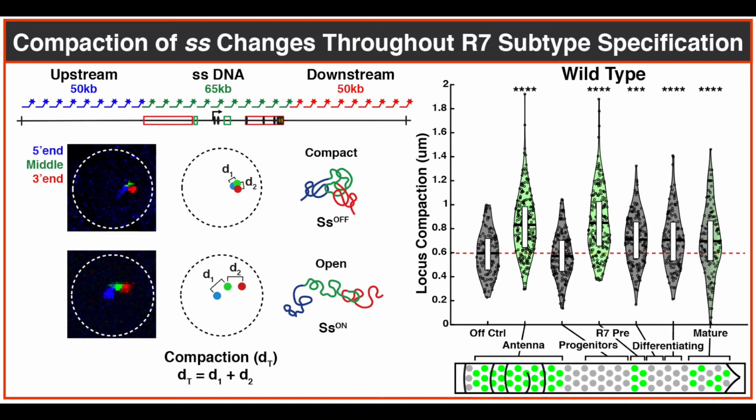Interestingly, following early expression, the locus compacts when expression ceases, but does not revert to a fully compact state. This intermediate level of compaction is maintained to the mature state, which contains a mixture of spineless expressing and repressed R7s. Determining the compaction in those two subpopulations is an ongoing endeavor of this project.